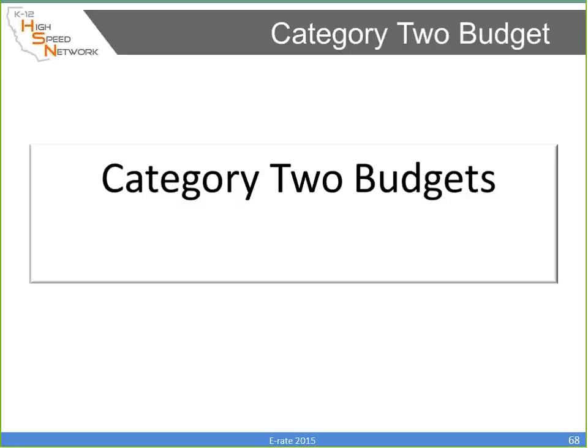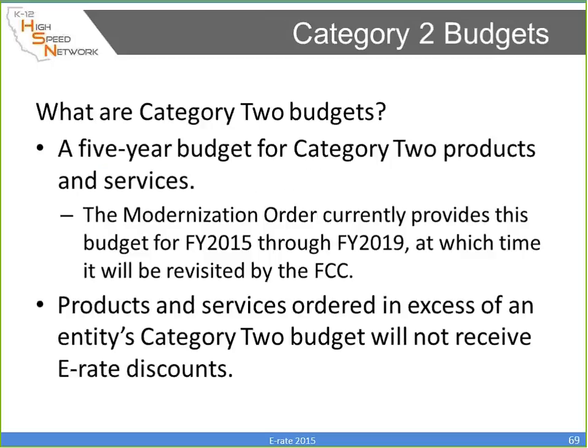Now, we talked about a Category 2 budget. This is where you and your planning comes in. No one can tell you how to spend this budget. It is for Category 2 services only. It does not have anything to do with Category 1. There's no budget on Category 1.